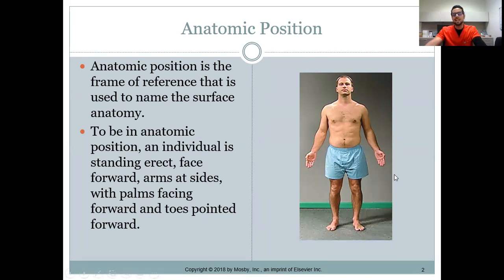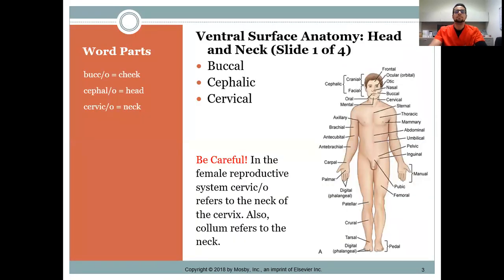So he's going to be standing erect, facing forward, arms at the sides, palms forward and toes pointed forward, just as we mentioned. So this here is a textbook example of the anatomical position. All right, don't get carried away with learning all of these different terminology names just yet.